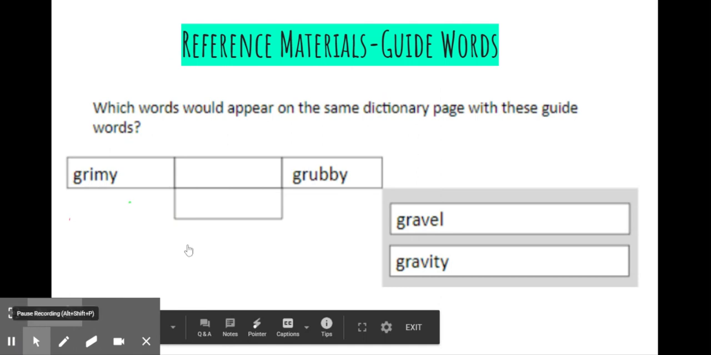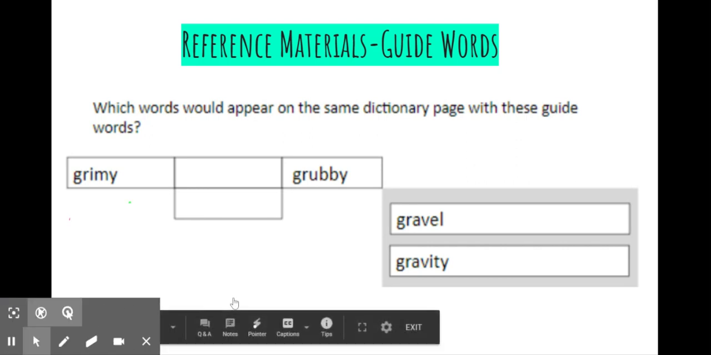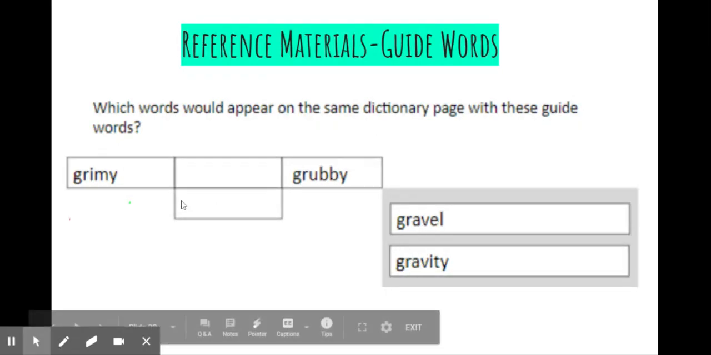Here is another example you can try on your own. Take a moment and work this one out. Neither of these words are on the same page as grimy and grubby. The A in both words would be out of order with the I in grimy.